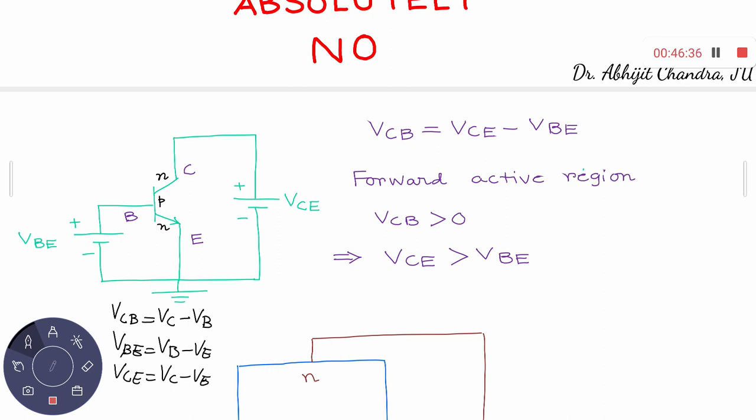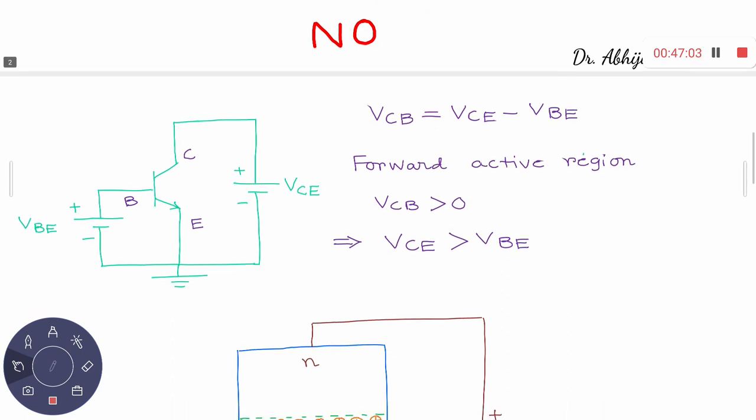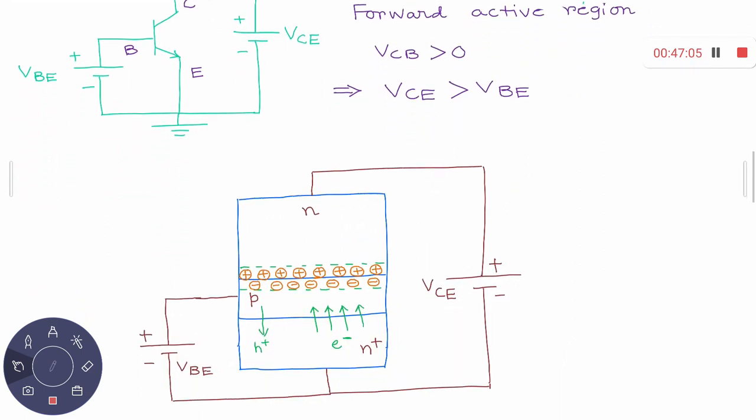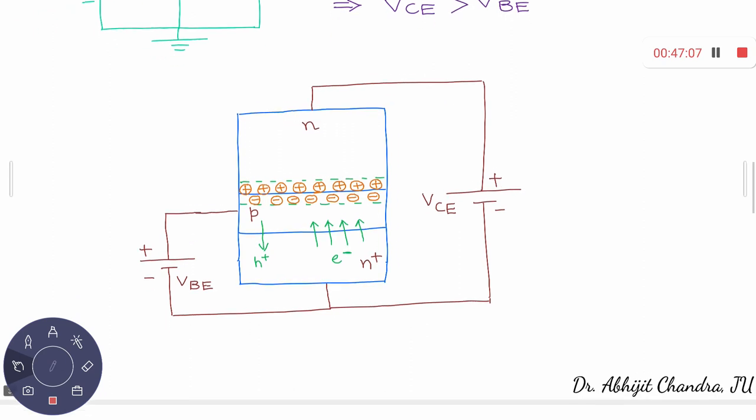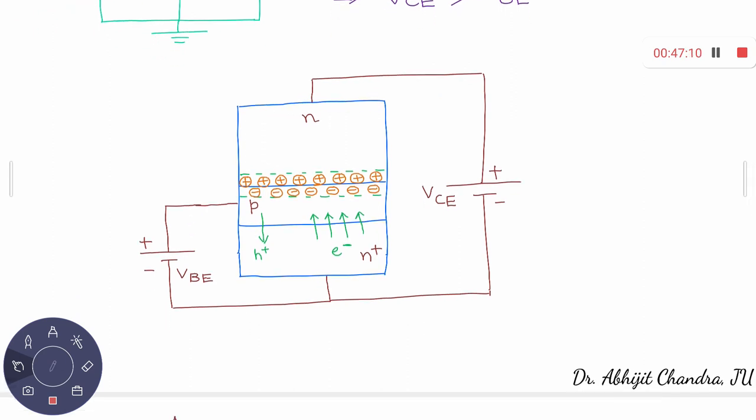Right. So they are related. But you don't have three independent voltages over there. You have two independent voltages: one is VBE, the base emitter voltage, and the second one is VCE. Once you know these two voltages, you can easily calculate the third voltage, that is VCB. Right. And you have three currents over there. Okay. So that we have already discussed, the operation of this transistor.